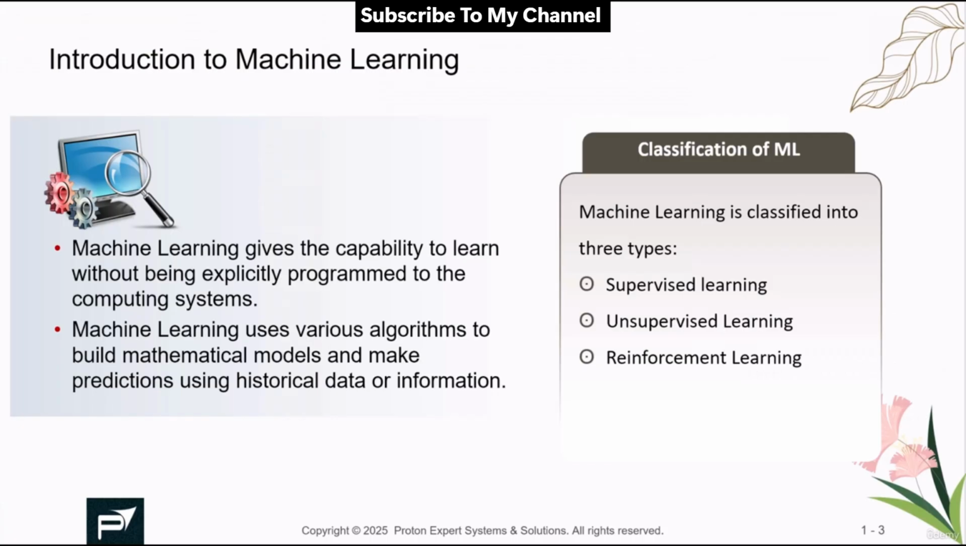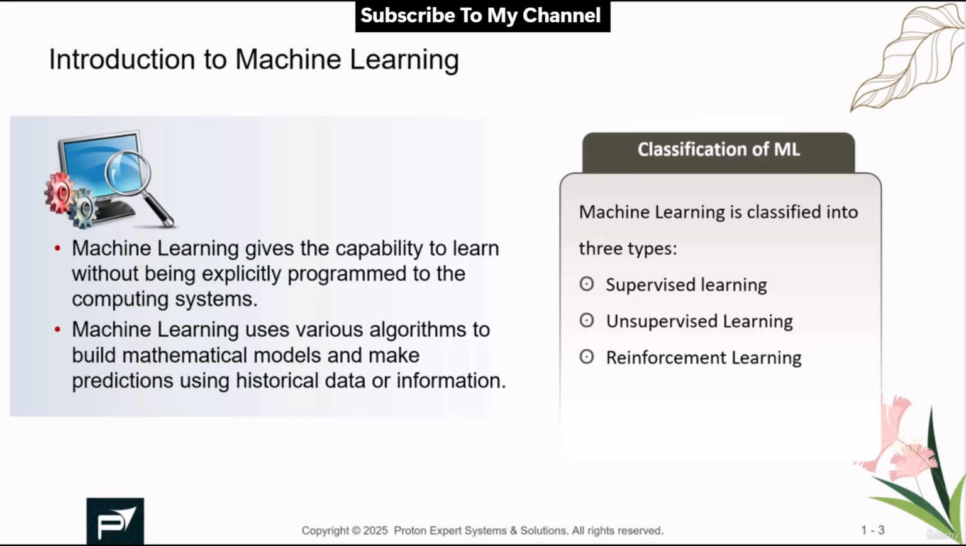Machine learning gives the capability to learn without being explicitly programmed to the computing systems. Machine learning uses various algorithms to build mathematical models and make predictions using historical data or information. Machine learning is classified into three types.